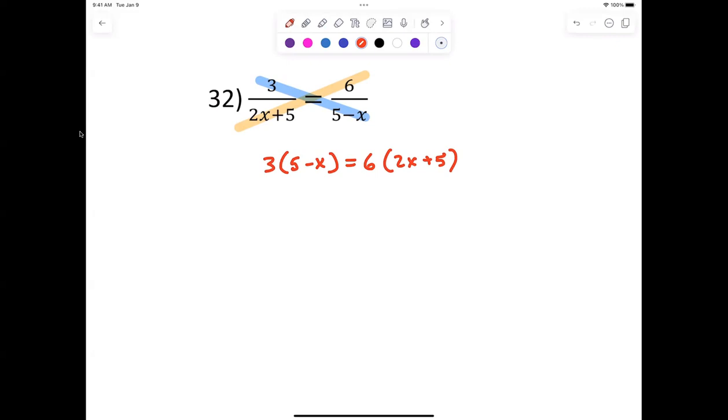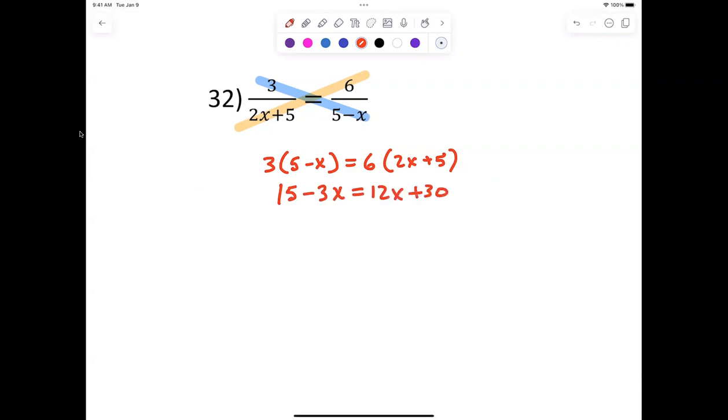Divide by 3 would be better. Then there would be no fraction, right? But because of it, I don't recommend we do that. I just say distribute, because I don't want kids confused on that part. Right? 15 minus 3x equals 12x plus 30.